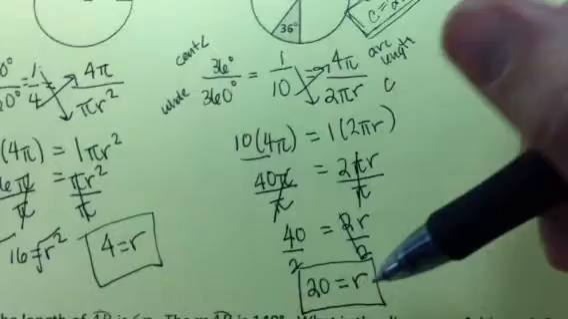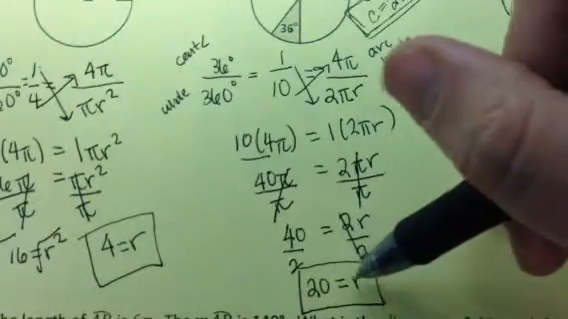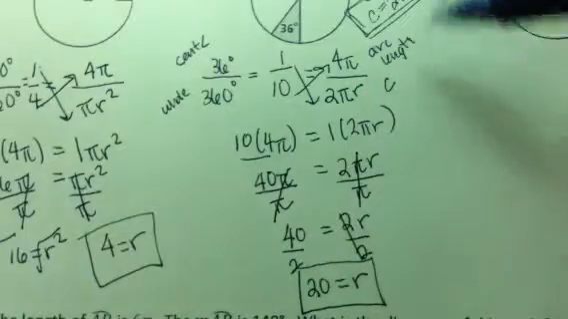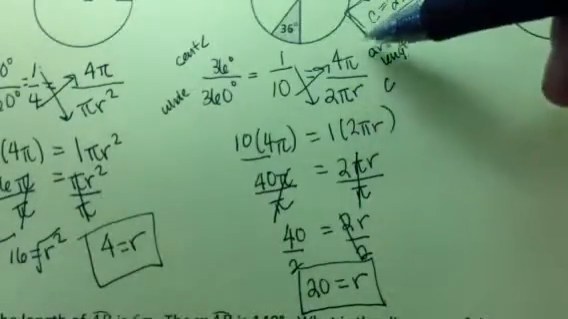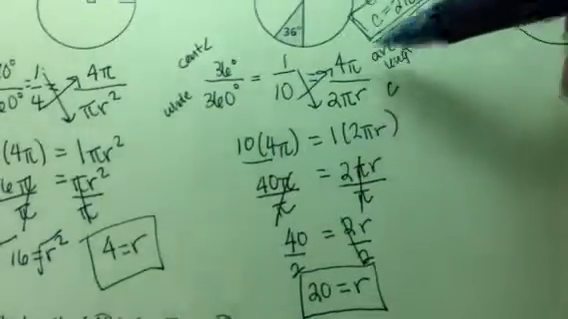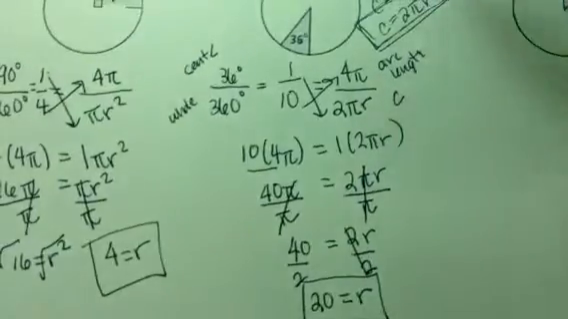So if the radius was 20, we can go back and think about this. That means the circumference was 40 pi. So 40 times pi, twice the radius times pi. And the arc length should then be 1/10 of that. So if our arc length was 4 pi, 4 is 1/10 of 40. So that works out.